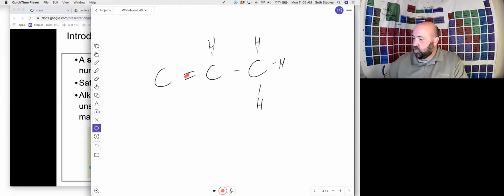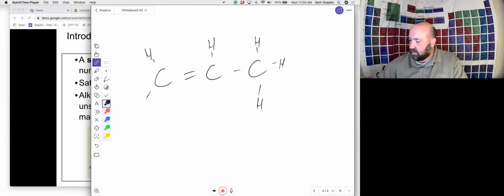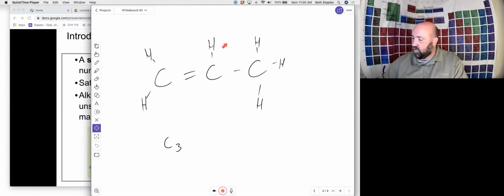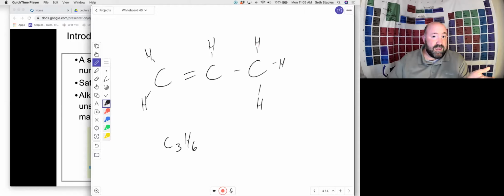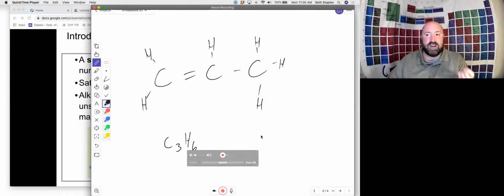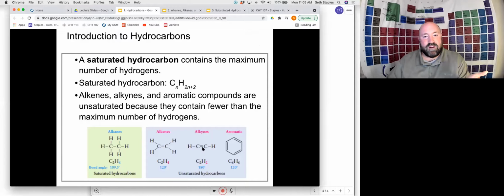And this carbon has 2, 4 electrons around it. So to form its octet, it's going to have 2 hydrogens. So now our formula is C3H, 1, 2, 3, 4, 5, 6. And so you can see that it does not have the maximum number of hydrogens for that carbon chain, because the maximum number of hydrogens for 3 carbons would be 8. So this is an unsaturated hydrocarbon. And we run into similar situations with alkynes and aromatic compounds.